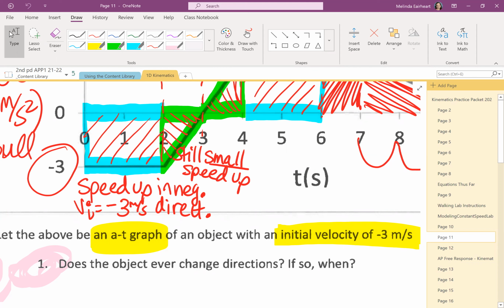And then 2 to 3 seconds, you still have a negative acceleration. We're still speeding up, but now it's just a little bit. If you look at the area of that little triangle, it's basically 1/4 the size of that blue rectangle, yes? So for the first 3 seconds, we're still speeding up in the negative direction.